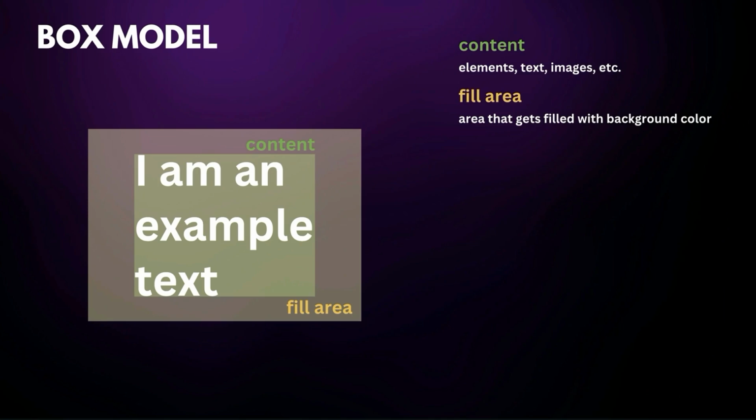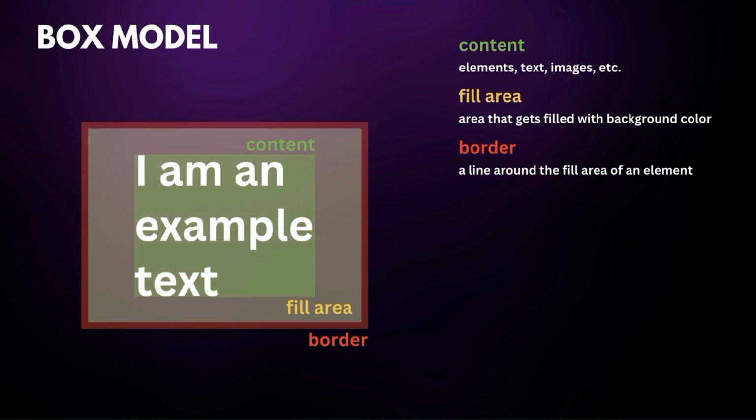So whenever we change the background color property in CSS, we are actually changing the color of this fill area. Outside the fill area, we have the border, and we've already seen this. We've already created a few borders for our elements, but now you know that the border is the line that's going to be around the fill area of an element.